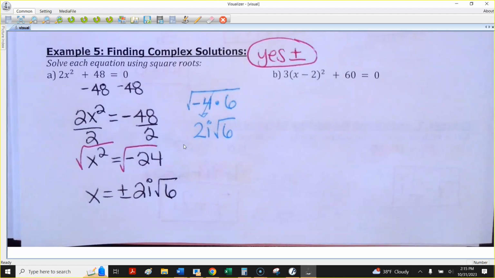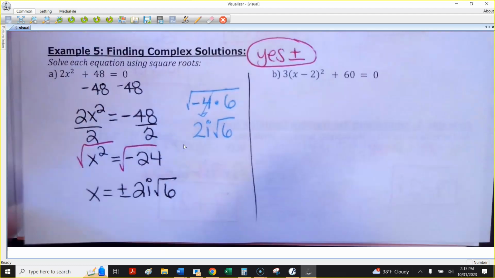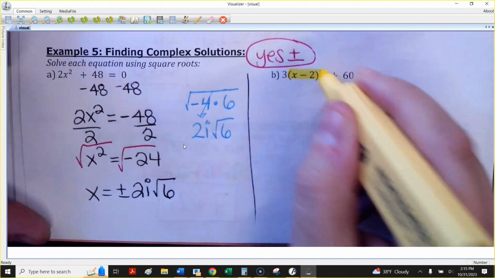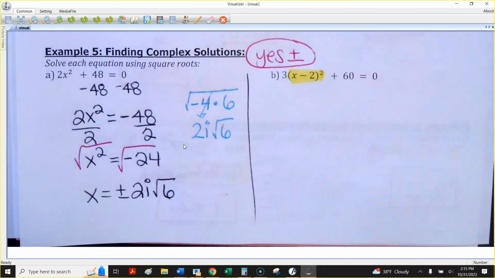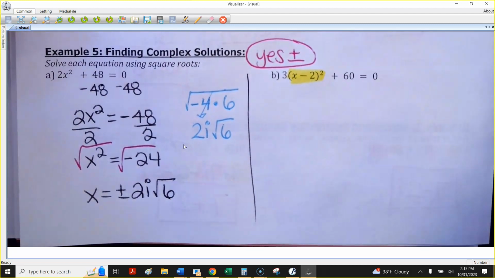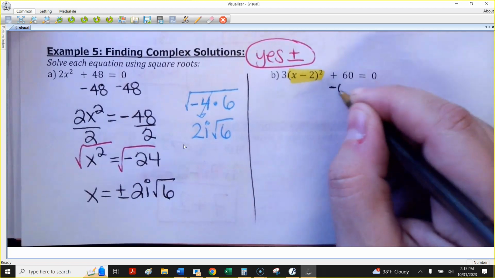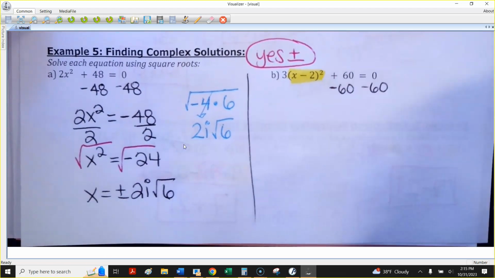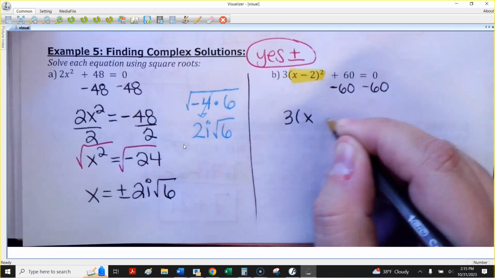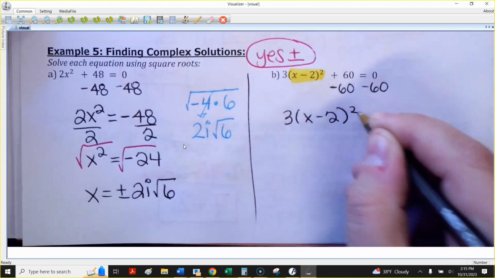All right, and I have one more. Remember, don't FOIL. If you have an equation you're solving and you've got a set of parentheses that's squared, don't FOIL. You want that because we can get rid of the squared by taking the square root. We just have to get it by itself. So get rid of any addition or subtraction first. I'm going to move that 60 by subtracting it, and that's going to cause us to end up taking the square root of a negative here in a second.